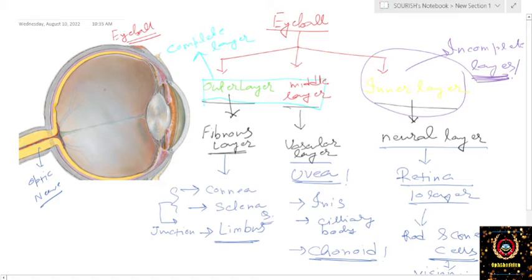Okay, so as you can see in this picture, this is an eyeball, cross section. This anterior portion is called cornea, because this is the outer layer, so it consists of two portions, that is cornea and sclera. Anterior 1/6 portion is called cornea, and the other 5/6 portion is called sclera. Now there is the junction between cornea and sclera. This portion is called limbus or sclerocorneal junction.